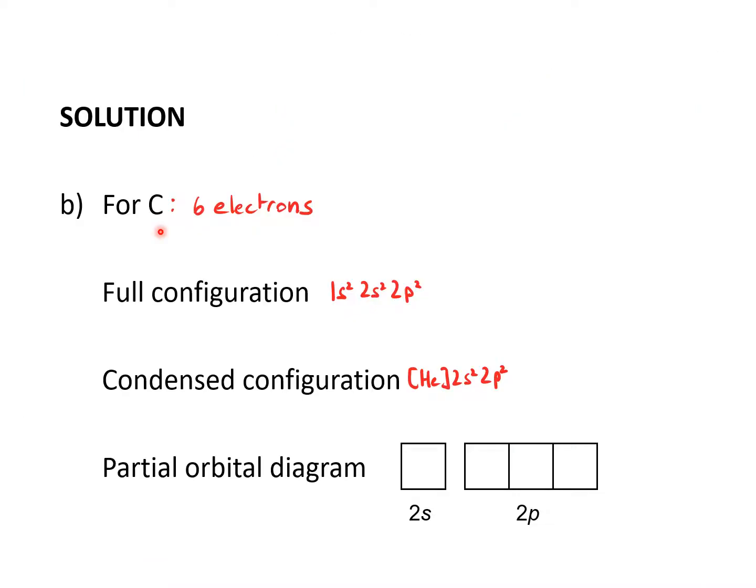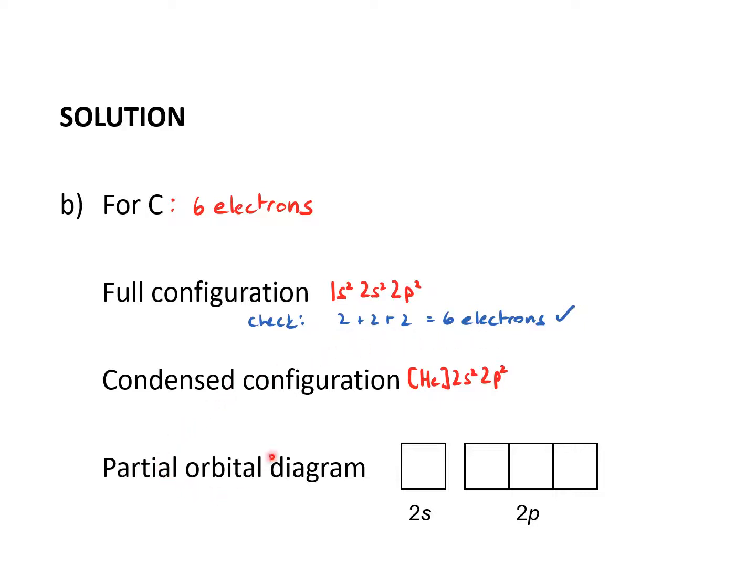Now, checking our work, we know that we have 6 electrons in carbon. Looking at the electron configuration, we see that we have 2 electrons in the 1s atomic orbital, 2 electrons in the 2s atomic orbital, and 2 electrons in the 2p atomic orbitals. And so, adding them together gives us 2 plus 2 plus 2 equals 6 electrons as expected.